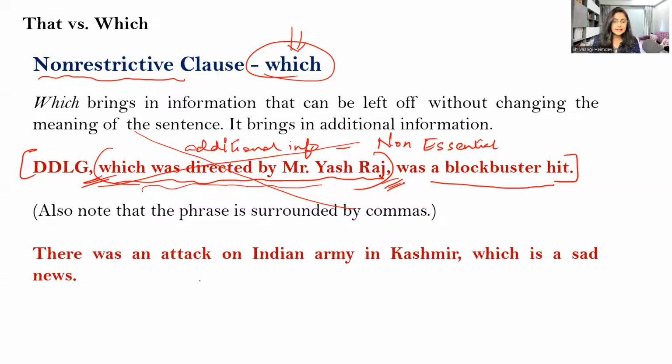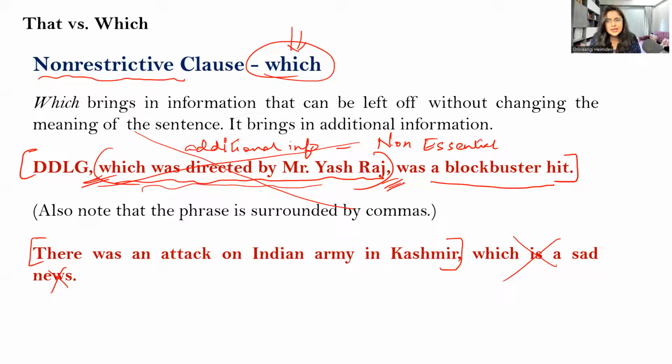Okay, look at the second sentence, friends. There was an attack on Indian Army in Kashmir, which is sad news. Now see, if you look at the sentence till Kashmir, there was an attack on Indian Army in Kashmir, the sentence is complete in itself. Even if I drop this piece of information, the sentence still manages to stand alone, which means whatever I'm introducing extra is additional.